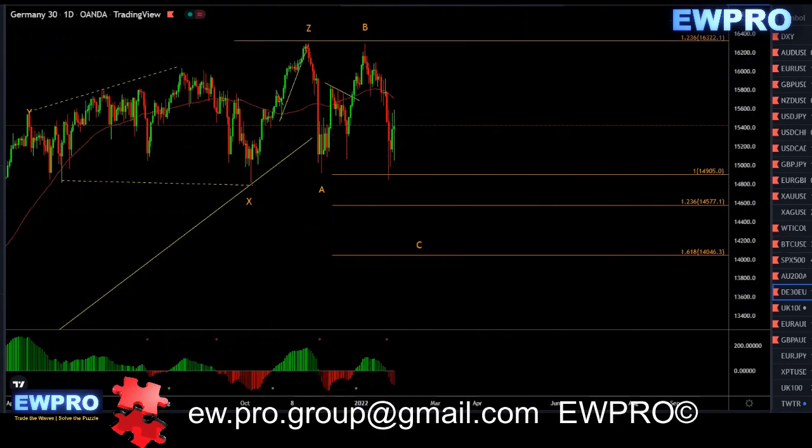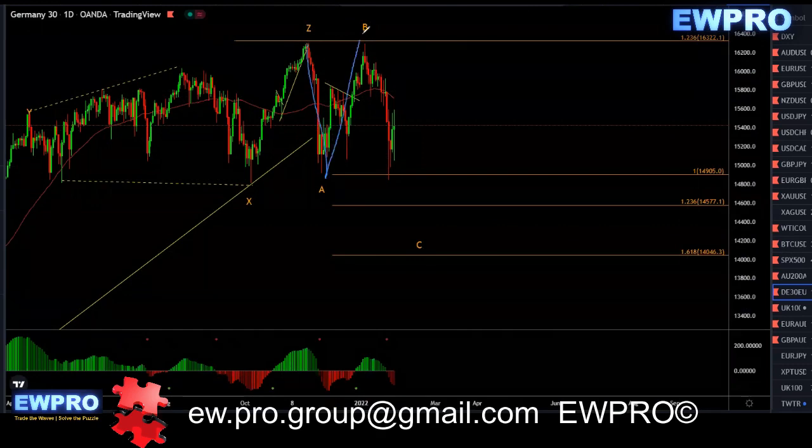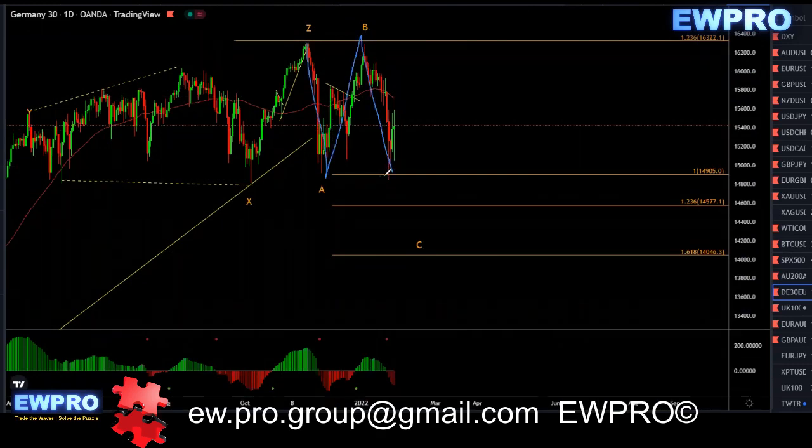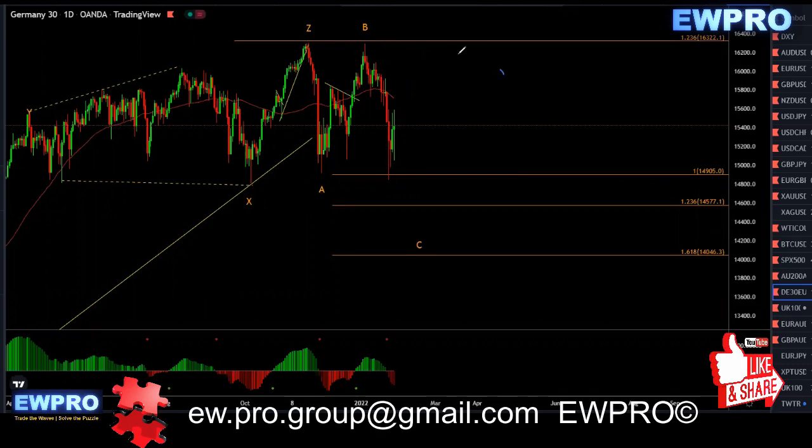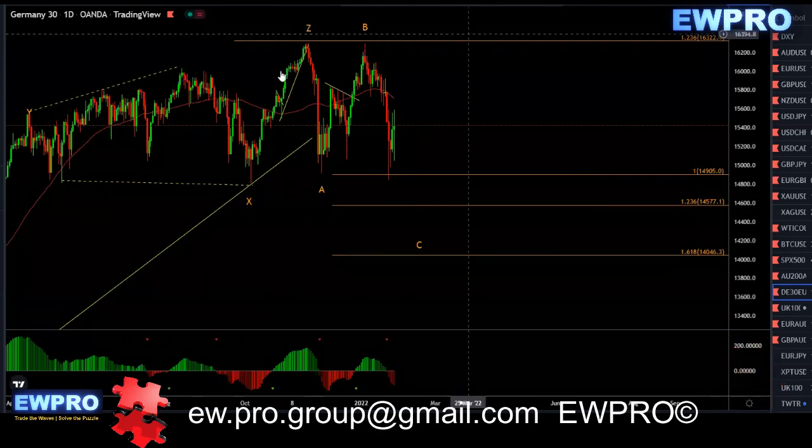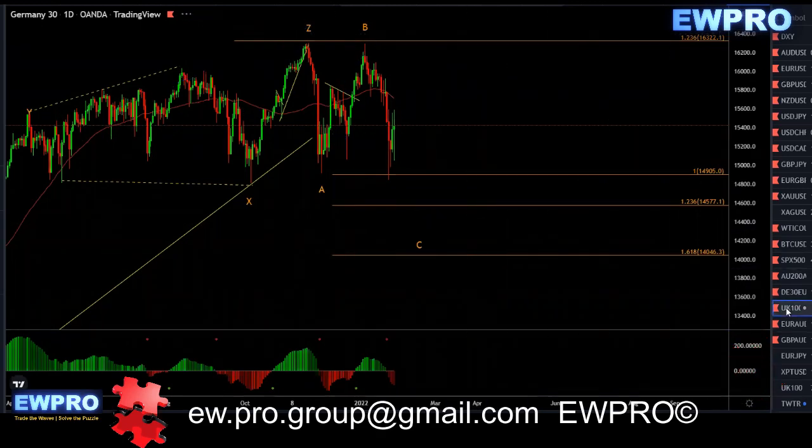I doubt it's just an A, B, C. We have bounced off that 100 fib, so it is possible that we go and break that top. But I'll be expecting a much larger correction after we got those 5 up. We could be consolidating for a long time yet.